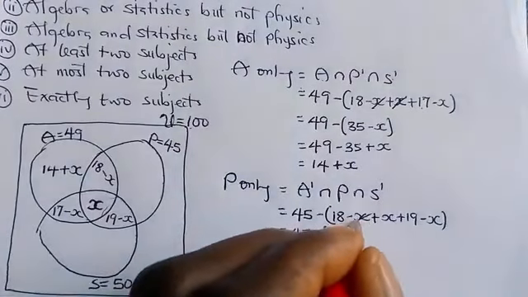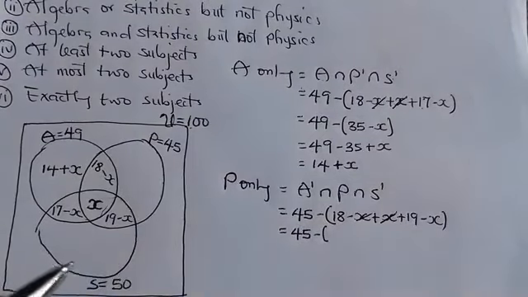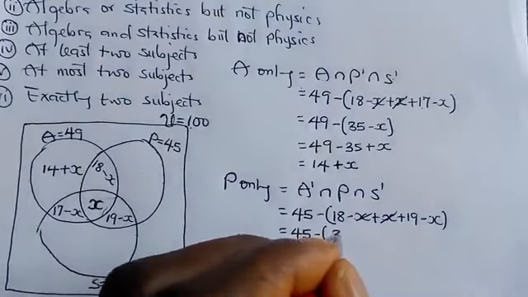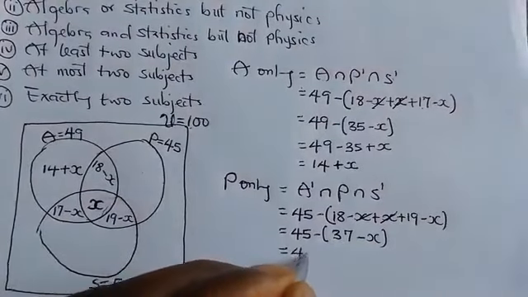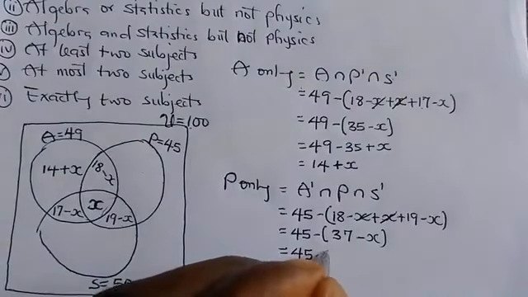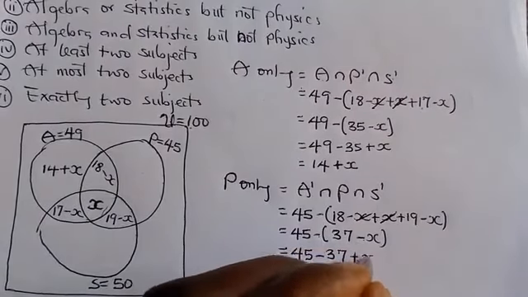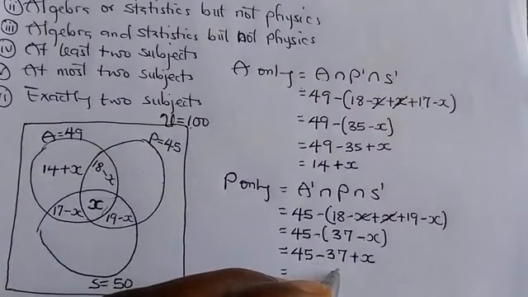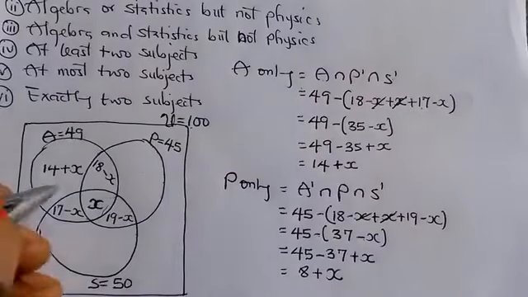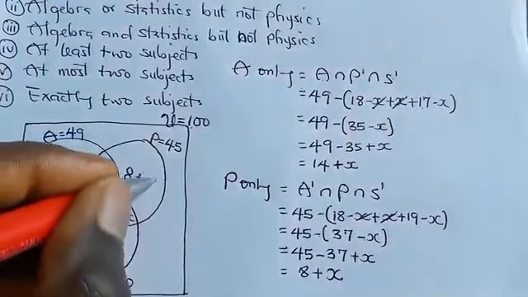minus this negative X will go with this positive X, and 18 plus 19, you have 37. So 37 minus X. Opening this bracket, we have 45 minus 37 plus, that is minus times minus is now plus X. That's equal to 45 minus 37, you have 8. So 8 plus X is what we have here for physics only. 8 plus X.